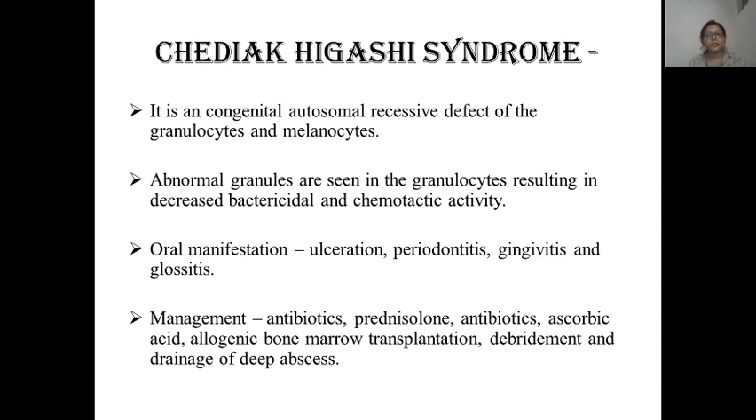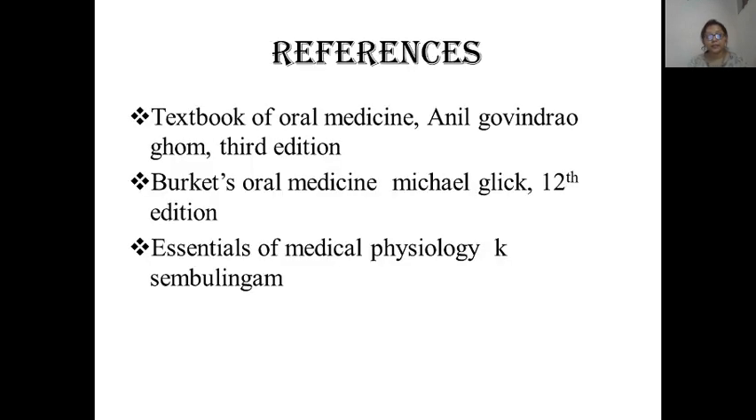The oral manifestations are ulceration, periodontitis, gingivitis, and glossitis, and the management can be antibiotics, prednisolone, ascorbic acid, allogenic bone marrow transplantation, debridement and drainage of the deep abscess.